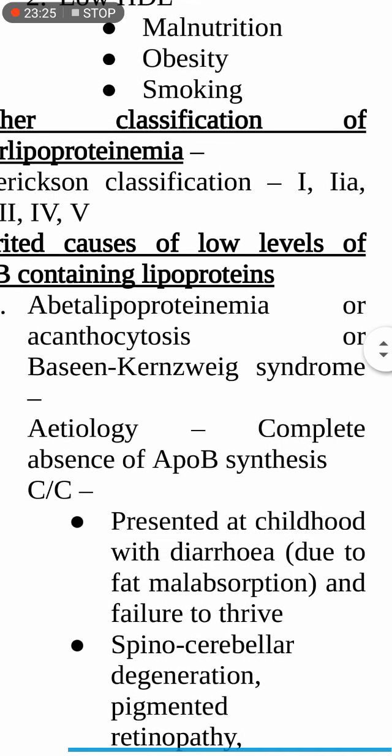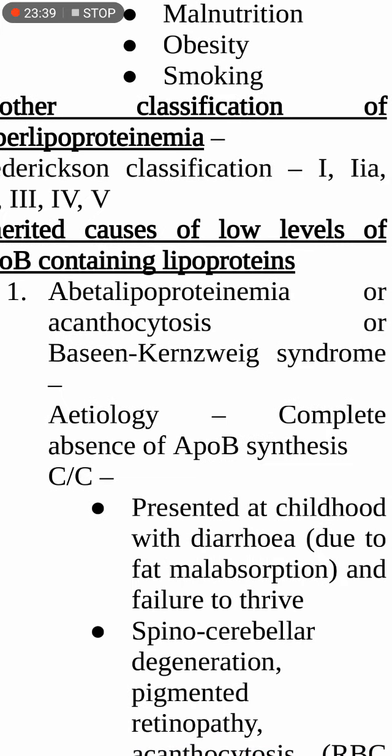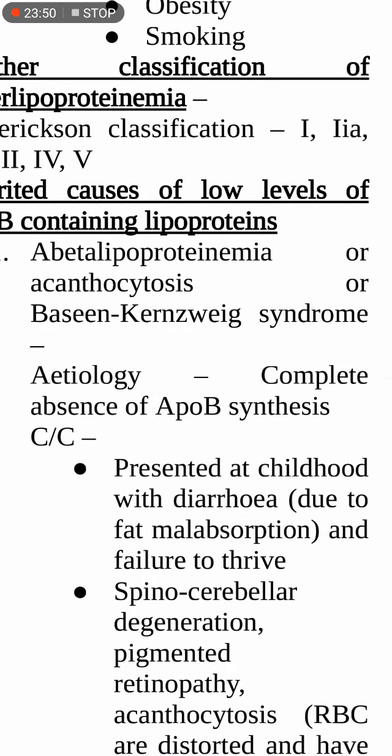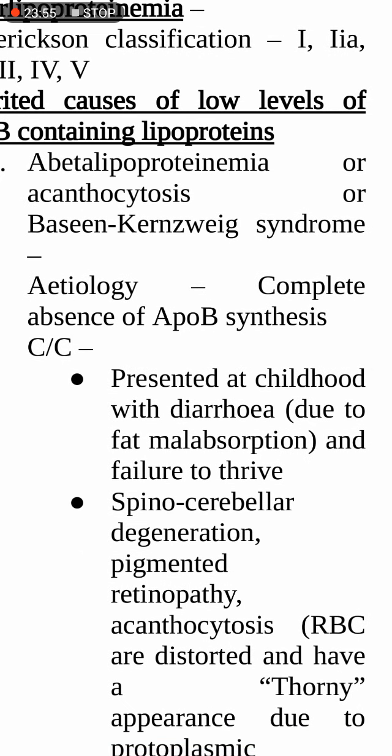Then the inherited causes of low level of ApoB containing lipoprotein. What are the causes of getting low level of ApoB containing lipoprotein? One is abetalipoproteinemia, or Bassen-Kornzweig syndrome. Etiology is complete absence of ApoB synthesis. What are the chief complaints of this patient? Presented in childhood with diarrhea due to fat malabsorption and failure to thrive.